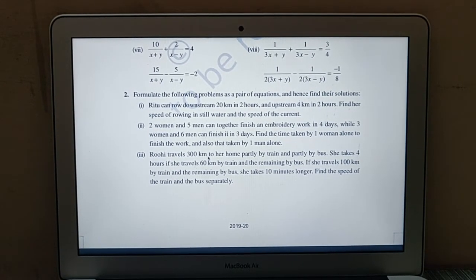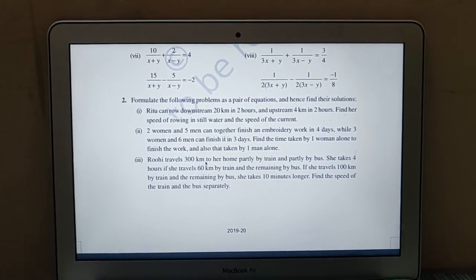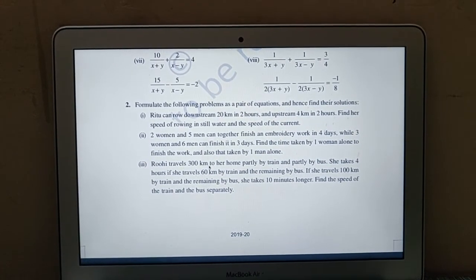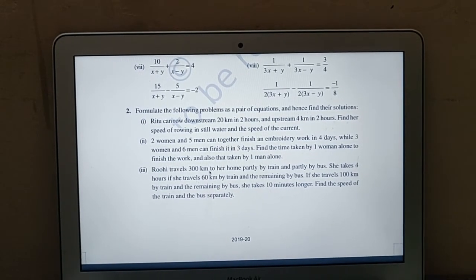I would like to give you an example. Suppose that the cost of 1 pen is 5 rupees. So what will be the cost of 10 pens? 50. If you are increasing the quantity, the cost also increases.